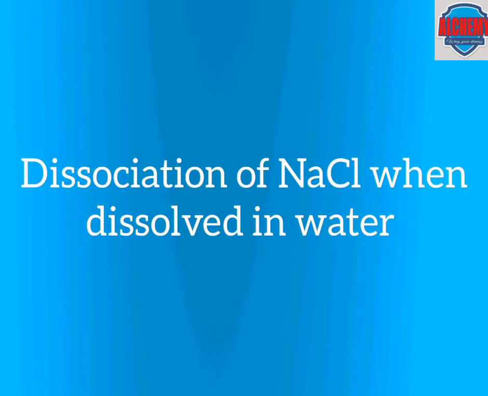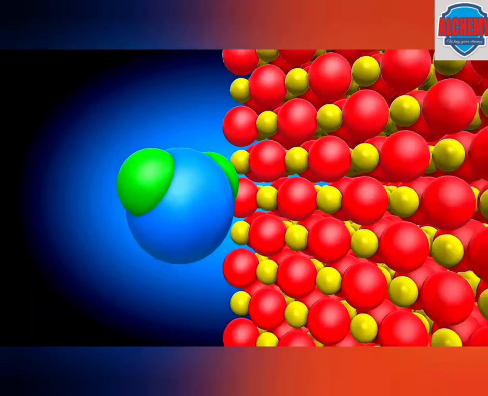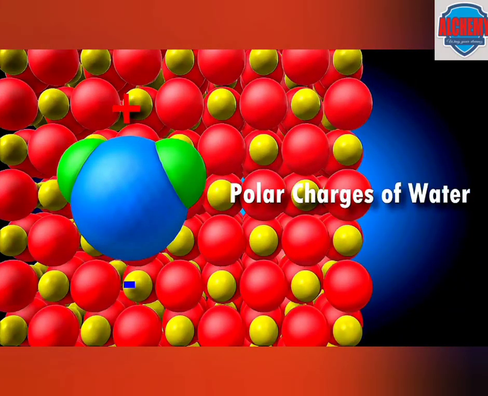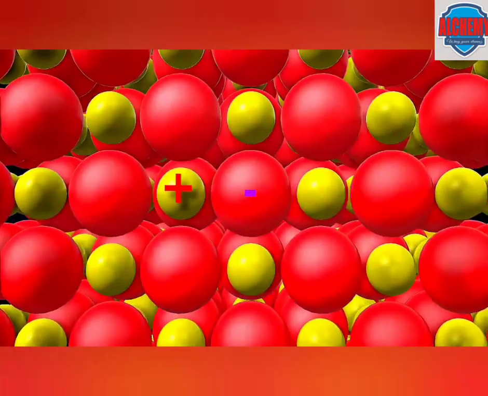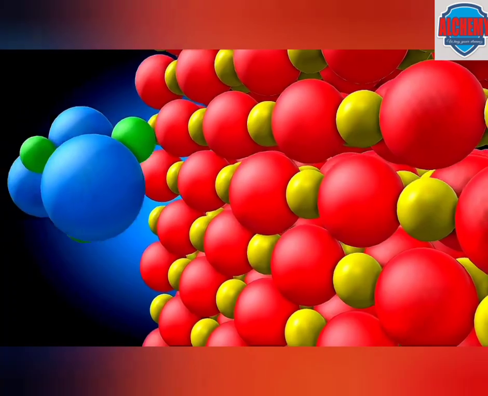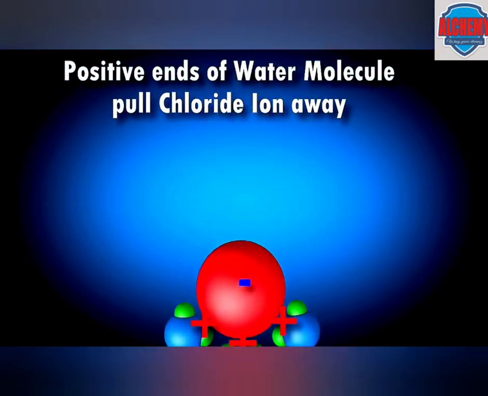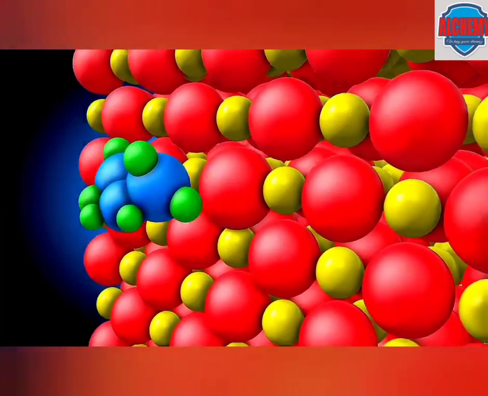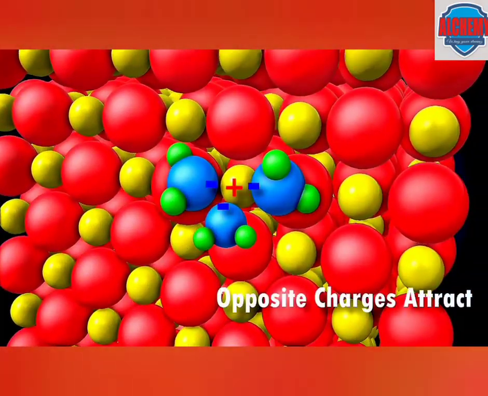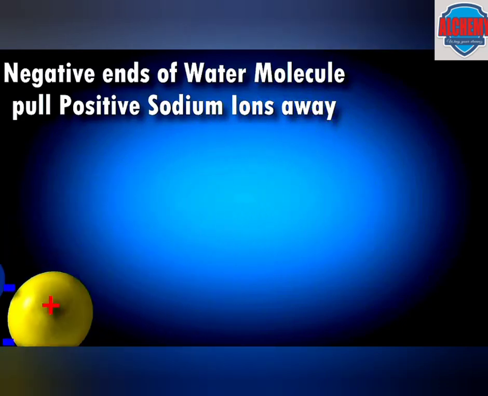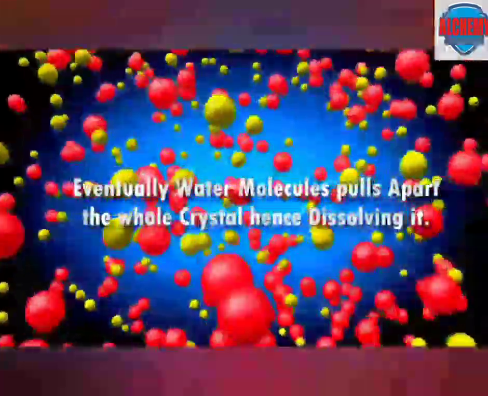We will now watch a short video on how NaCl is dissociated when dissolved in water. Water is a polar molecule. NaCl is also a polar molecule made up of Na plus and Cl minus ions. The positive ends of the water molecule pull away the chloride ions from its lattice. Similarly, the negative end of the water molecule pulls away the sodium ions from its lattice. Eventually, the entire sodium chloride lattice is split into Na plus and Cl minus ions.